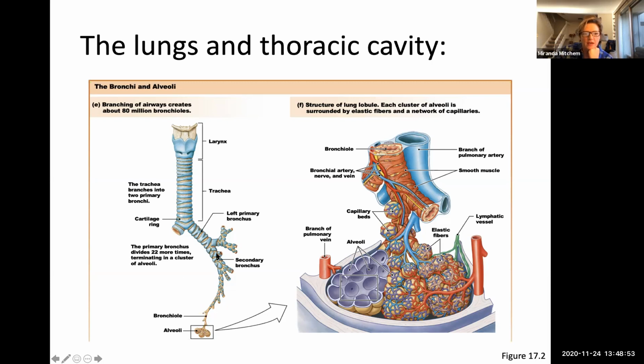So we're showing a very simplified view here. This primary bronchus divides 22 more times. We're just looking at one branch. So it's very extensive. And then down at the bottom are the alveoli, and they look like a bunch of grapes. So let's zoom in to this box, and that's what we're seeing over here.